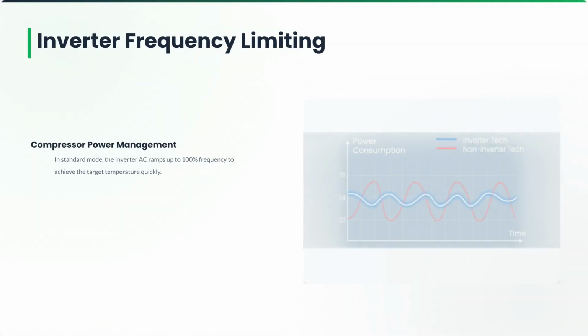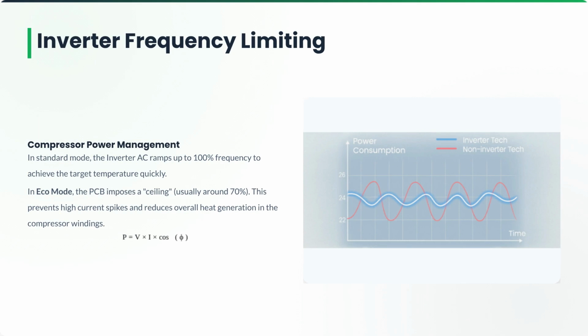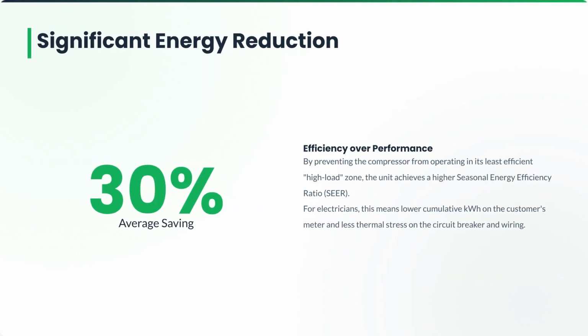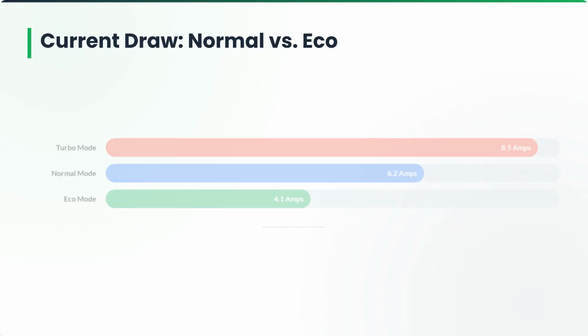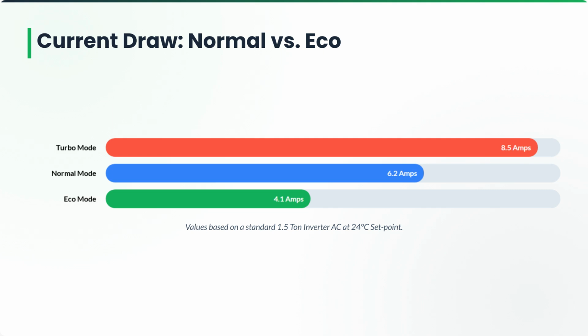Inverter frequency limiting is key to compressor power management in Eco Mode. The PCB caps the frequency, often around 70%, preventing high current spikes and reducing thermal stress, unlike Standard Mode, which ramps up to 100%. By avoiding the compressor's least efficient high load zone, Eco Mode can achieve an average energy saving of 30%. This results in a higher seasonal energy efficiency ratio, lower kWh consumption, and reduced thermal stress on wiring. Comparing current draw, Eco Mode significantly reduces amperage.